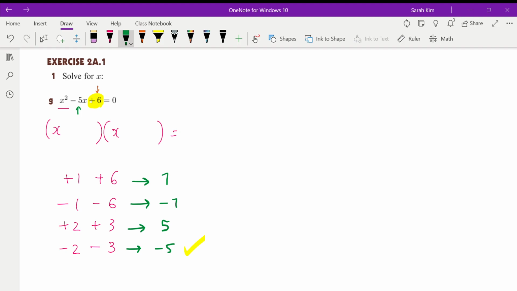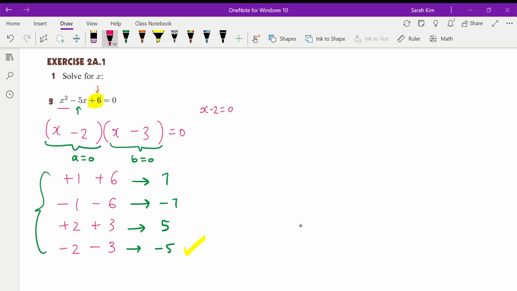and the more you do it, you'll be able to not do this whole process and just be able to kind of figure it out. But in the meantime, you have to write all the options and figure out the sum and product option. So here's your factorization, and then you just got to solve it. So this becomes a equals 0, that becomes b equals 0. So your options are x take 2 equals 0, which means x equals 2, or x take 3 equals 0, meaning x equals 3. Those are your two final answers.